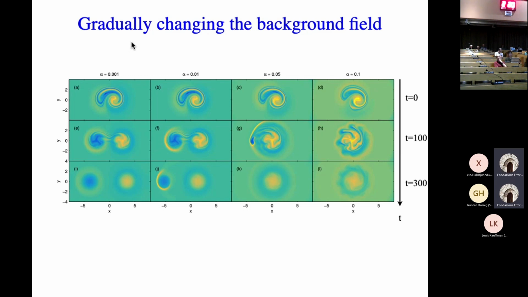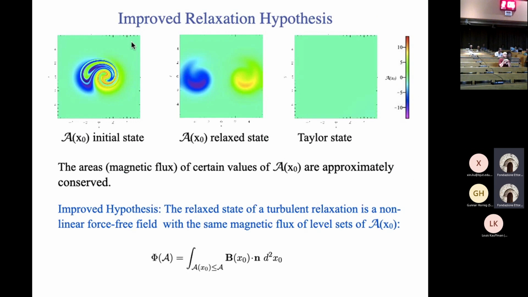And correspondingly, we now see a field which has lower, in the end, lower values of lambda, and also the right symmetry. Right, and that takes me to the end here. So I hope that I convinced you that there is more than linear force-free fields to the relaxation, and we have to consider additional constraints to our relaxation process.